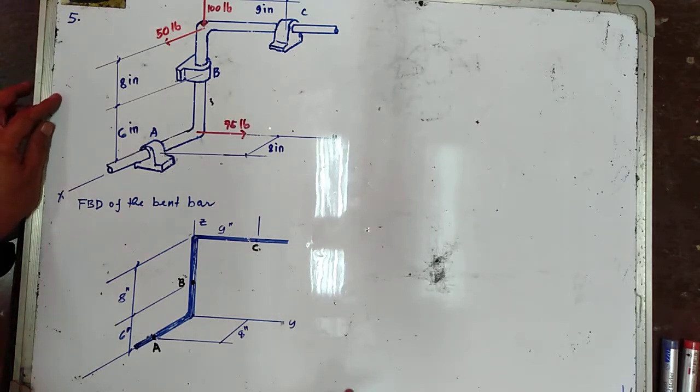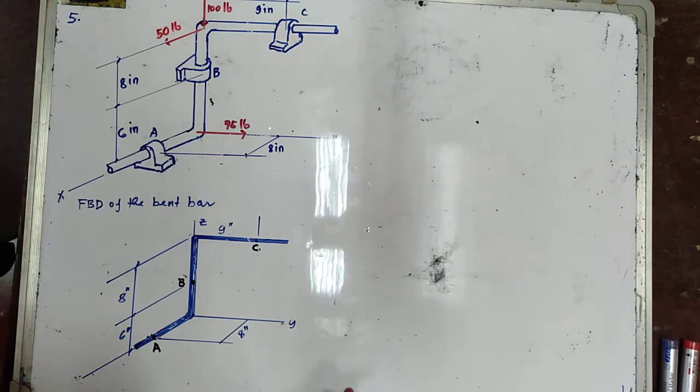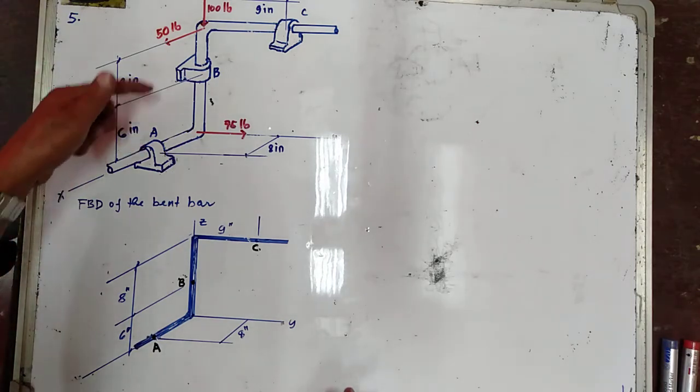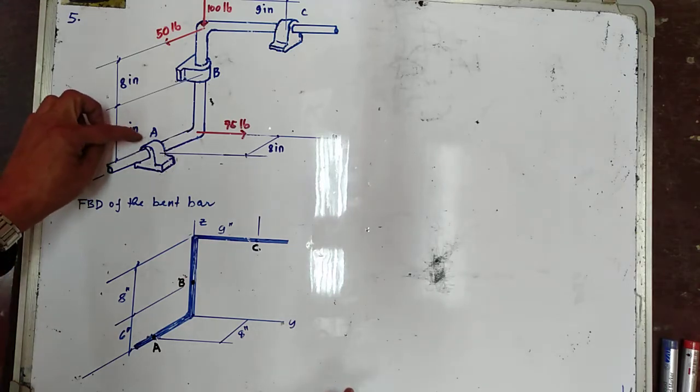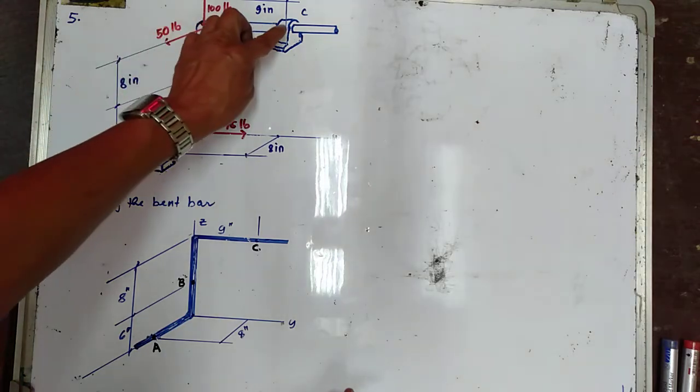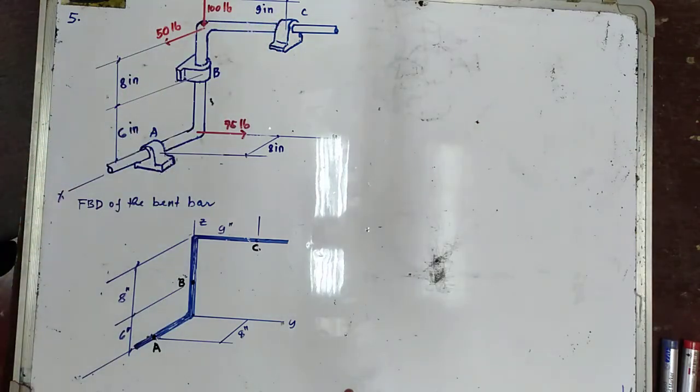The bent bar shown is supported with 3 brackets that exert only force reaction on the bar. So we have 3 brackets in here, and they are going to exert only force reaction on the bar. Determine the reactions at supports A, this is your point A, point B, and point C.